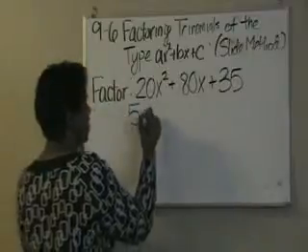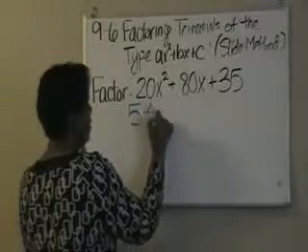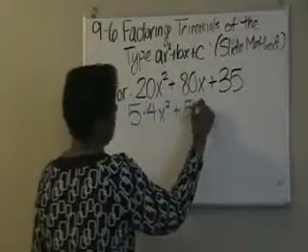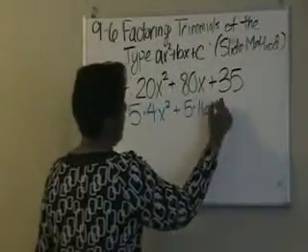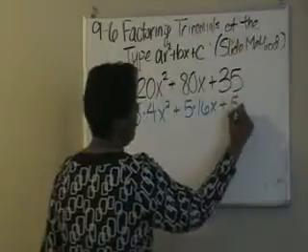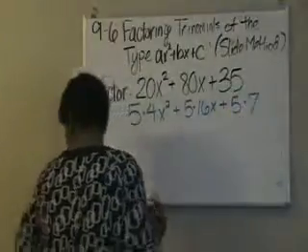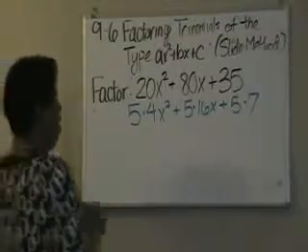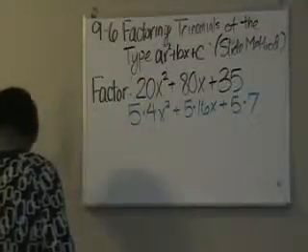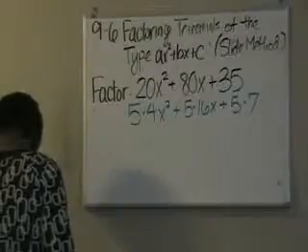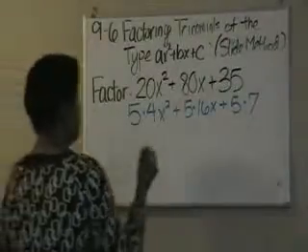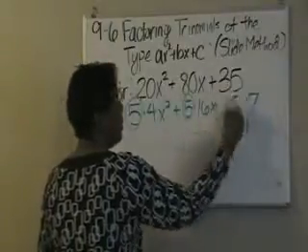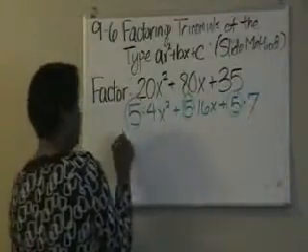One way that you can do this to help some people is to do like this. 5 times 4x squared, plus 5 times 16x, plus 5 times 7. And once they write out all of the numbers, then they can kind of keep it together. So we see that we have all 5s that are in common. Okay, so we have this 5 in common, this 5 in common, and this 5 in common. And what you do is you put that to the outside.